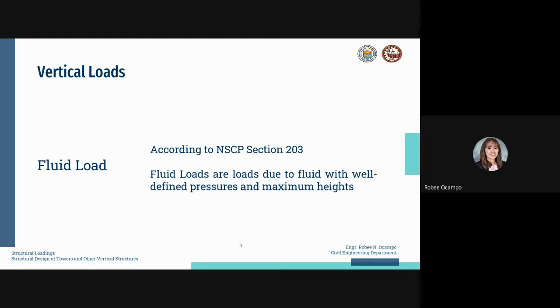But according to the NSCP, Section 203, the fluid loads are loads due to fluid with well-defined pressures and maximum height. So, for example, you have structures that support, for example, yung mga structures for manufacturing or for fluid storage. So, yung load mo doon is considered to be a fluid load. Okay?